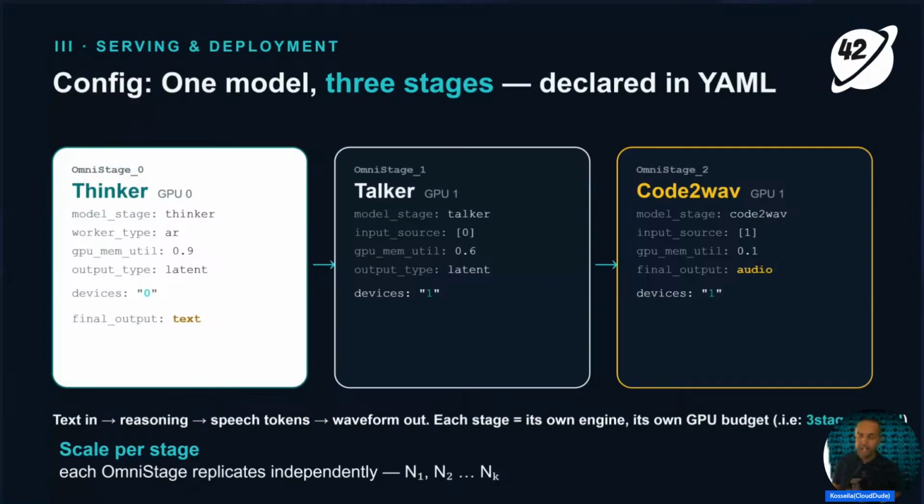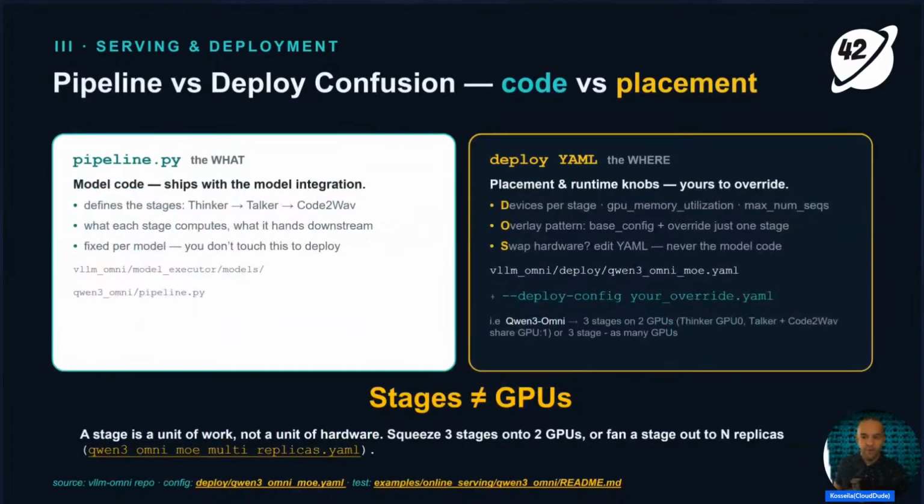But notice that here we have 3 stages on 2 GPUs, but each one can scale as much as you want. The fact that you have 1 GPU for the thinker and two stages sharing a GPU doesn't mean that they cannot each have one GPU. You can go as far as you want. I know it may be confusing, but let me explain how it works. This was actually the most confusing thing for me in this whole project, but bear with me.